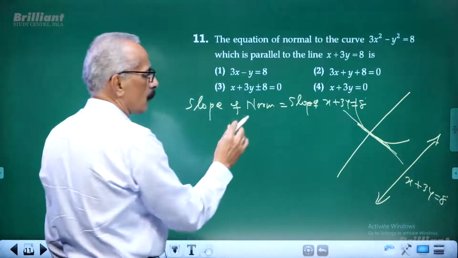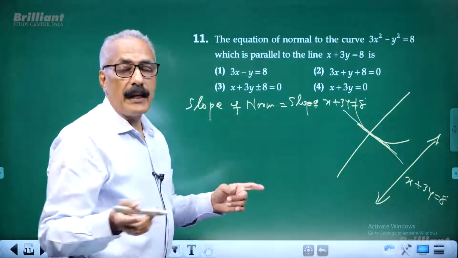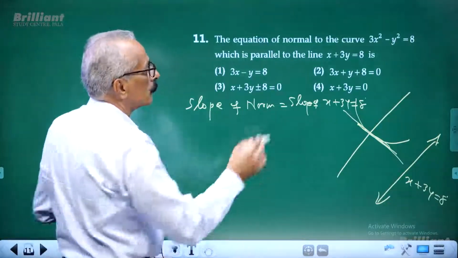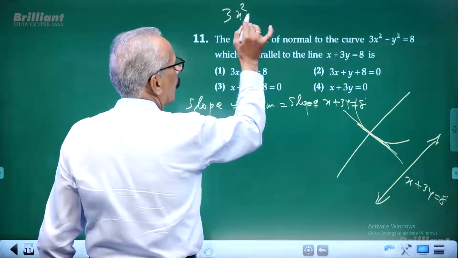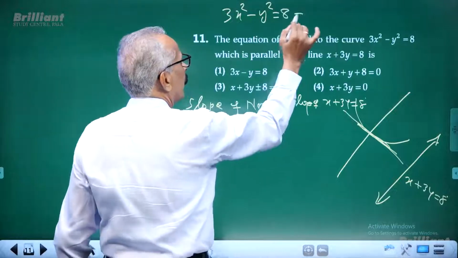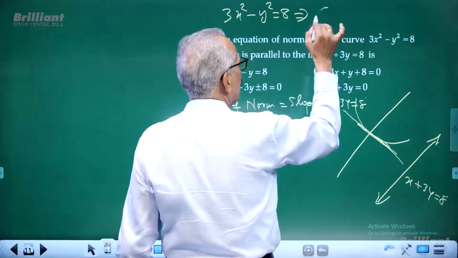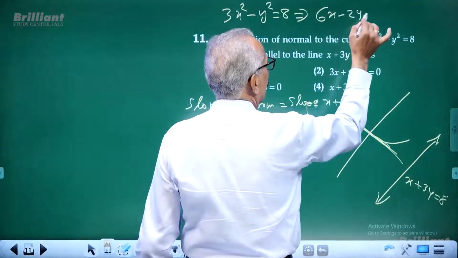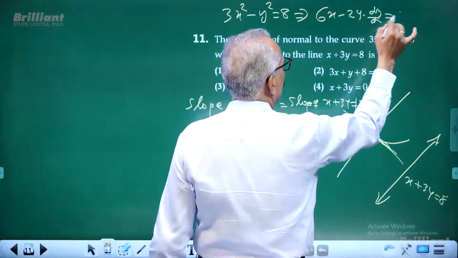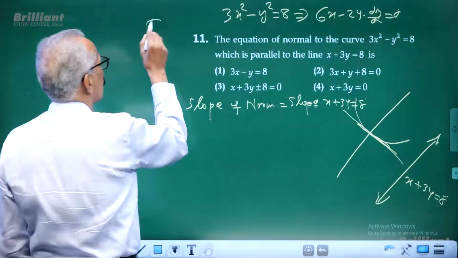Which line? Slope of x plus 3y equal to 8. Well, what's the slope of the normal? Minus dx by dy. So I'll find it out. 3x square minus y square equal to 8. Differentiate. 3 into 2x, that is 6x, minus 2y into dy by dx equal to 0. Isn't it? Therefore, what is your dy by dx?